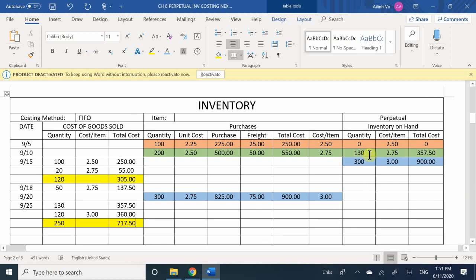Here we eliminated the green already. We don't have it anymore. Here we no longer have 300 items. We have 120 items less. So what is 300 minus 120? 180. And now we no longer have 900. So what is 900 minus 360? 540.